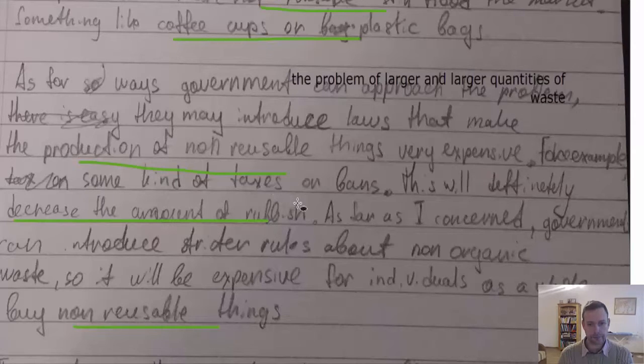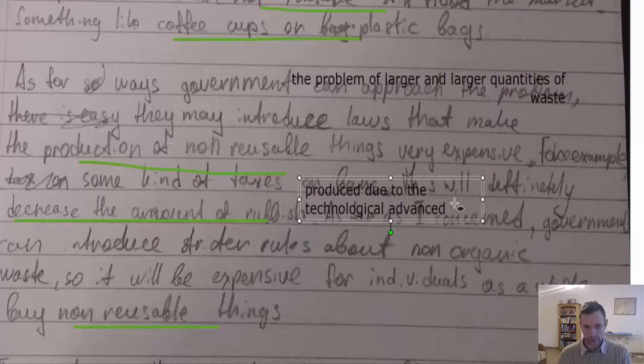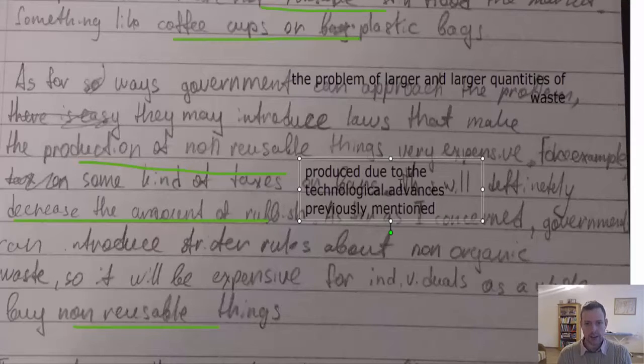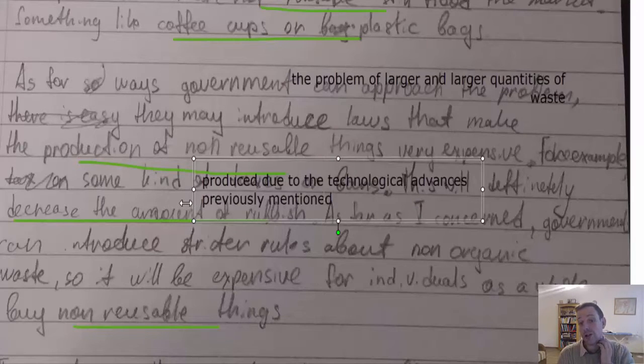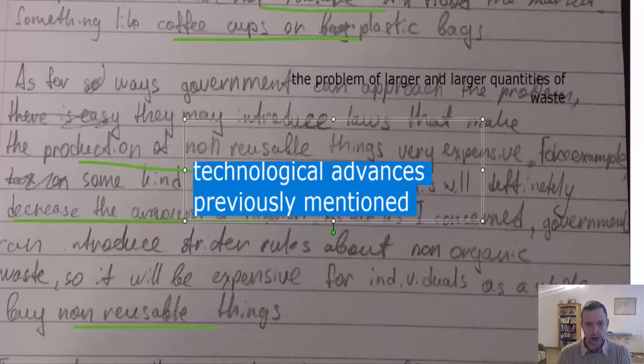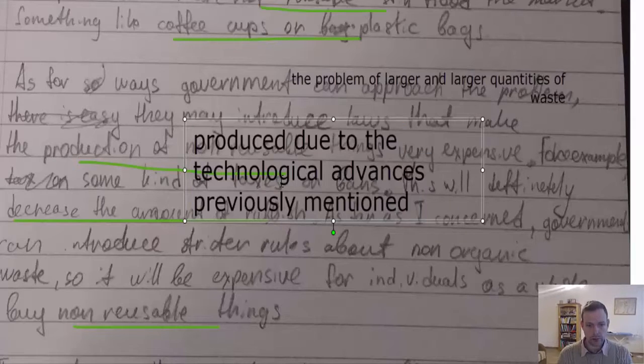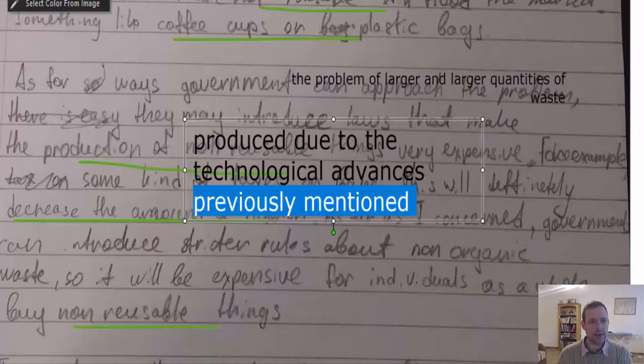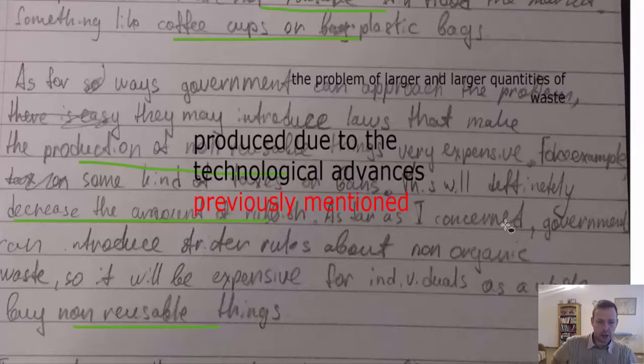And then you can put here, caused or produced due to the technological advances previously mentioned. Now, this point doesn't connect a lot with technological advances, but the idea of this, I can't rewrite the essay. It will take too long. I just want to highlight produced due to the technological advances previously mentioned. So that's the key here. That previously mentioned, it refers back, and that's skillful organization.